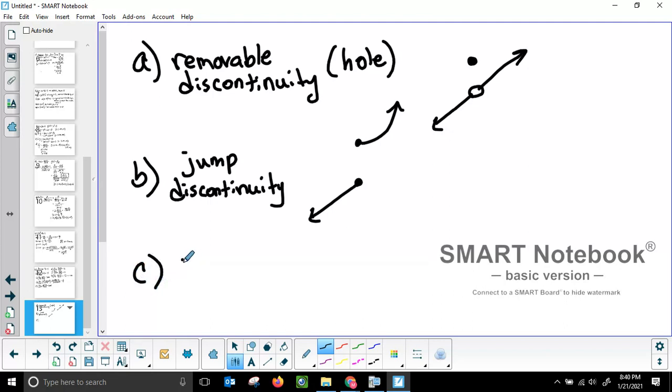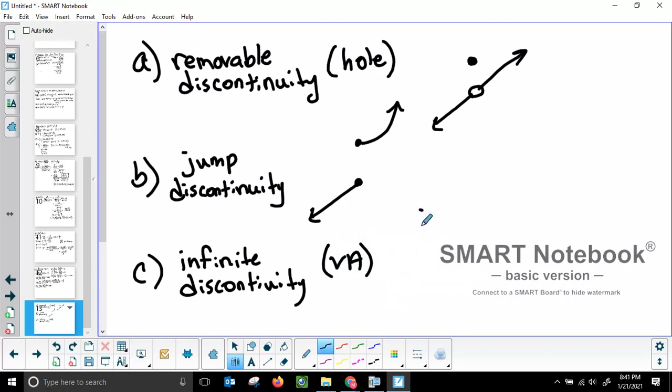All right, and c, an infinite discontinuity, is a vertical asymptote, right? So if you have something like this, rational functions often have infinite discontinuities. And it doesn't matter whether they both go up, or one goes up and one comes down, it doesn't really matter as long as there's a vertical asymptote there.